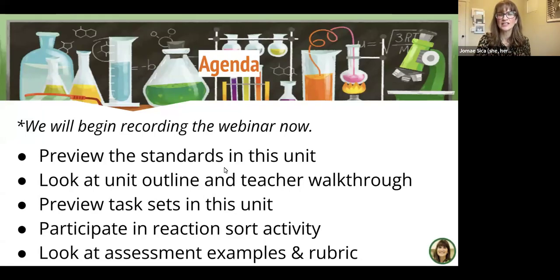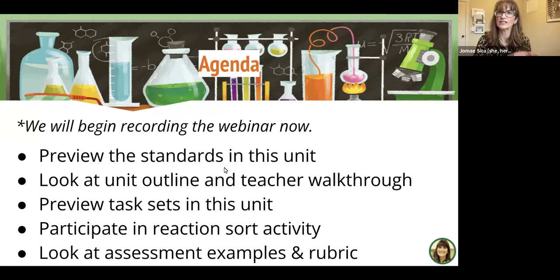All right, tonight's agenda, we are going to look at the standards in this particular unit. We're going to focus in on the physical science standard. We are going to talk about the engineering project as well. Towards the end of the unit, we are going to look very briefly at the unit outline and the teacher walkthrough, and then Matt and I will take you through each task set.